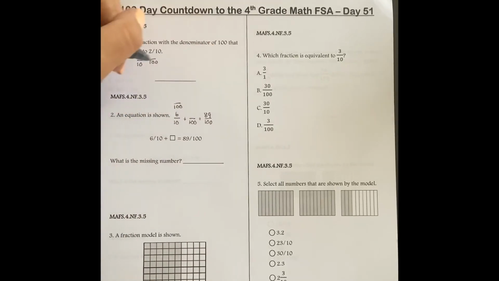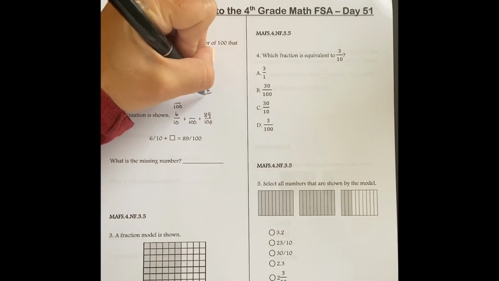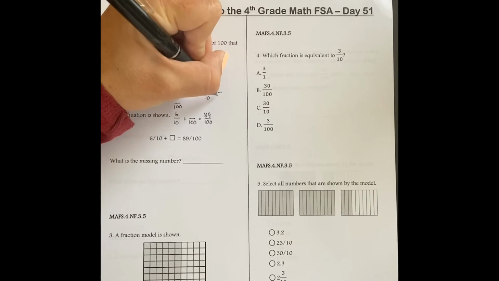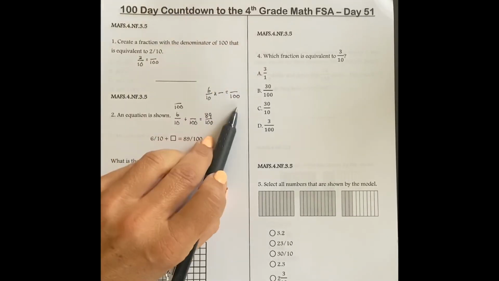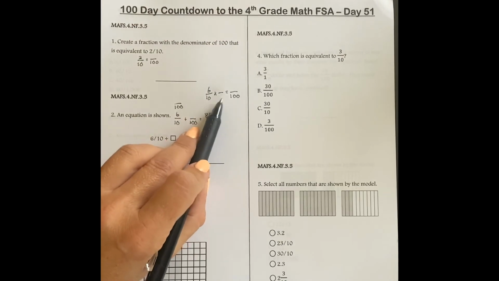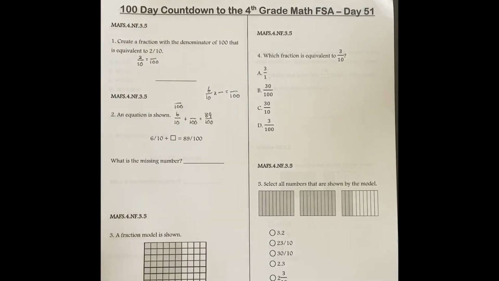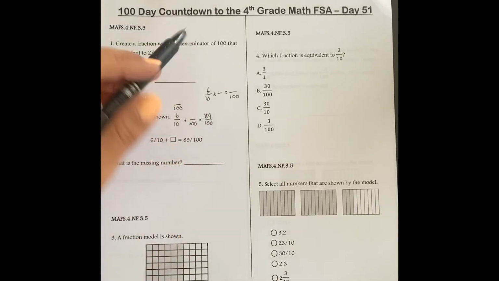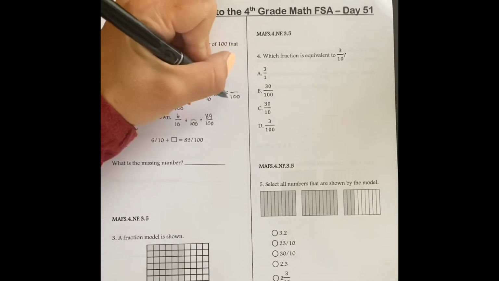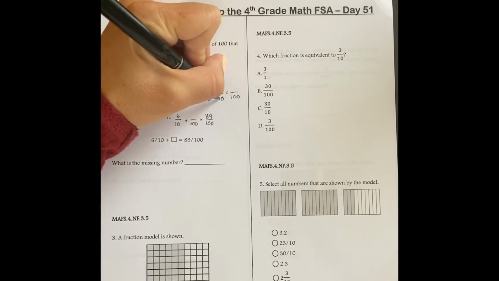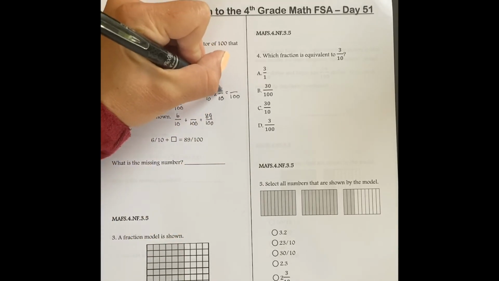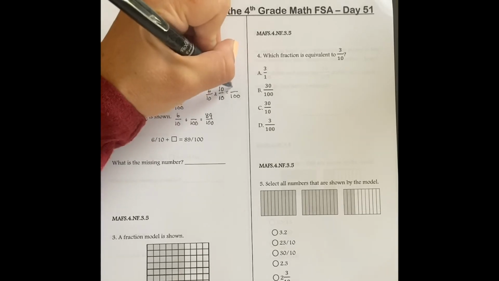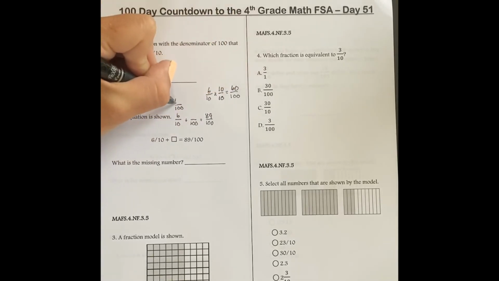So using our skills that we learned about before, 6/10 times what over what equals what over 100. We're trying to make it into hundredths. Now remember, this fraction has to be equal to 1. Otherwise, we're not making an equivalent fraction. We're making a different fraction. So what number times 10 equals 100? Well, that would be 10. And if it's going to be a fraction equal to 1, it has to have the same number on the top. So 10 over 10. So that would be 60 over 100.